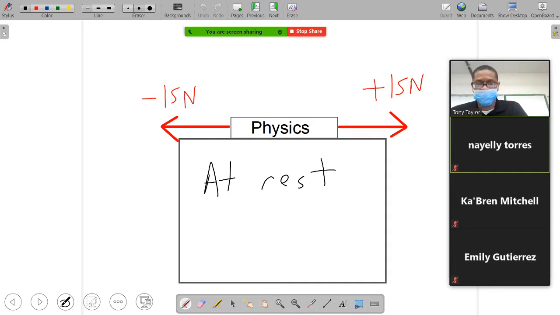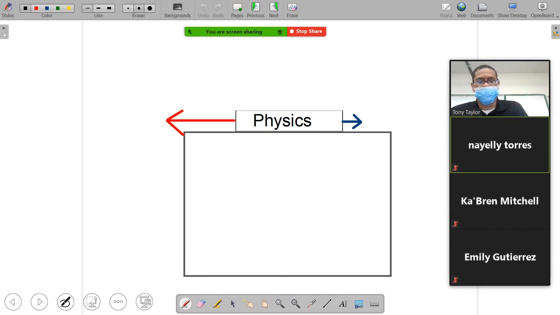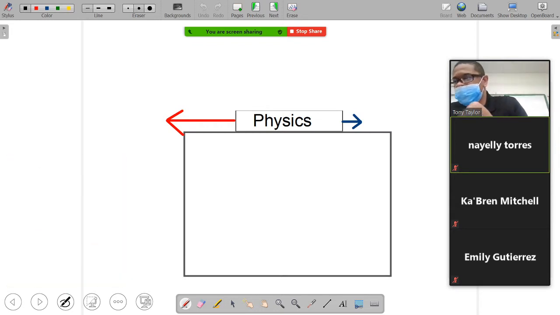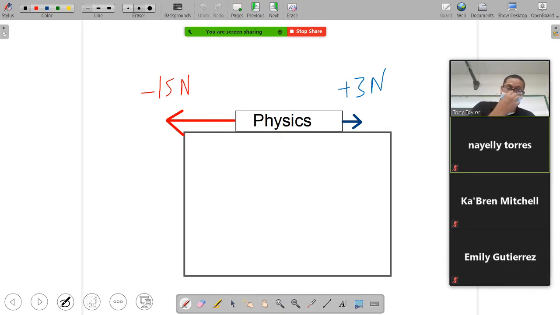Okay, super easy here. But what if I have something like this? What if I have a situation like this where I have a physics textbook sitting on a table and I have someone pulling with 15 newtons of force in this direction, and I have another person pulling with 3 newtons of force in that direction? So here we have a situation in which the forces are unbalanced.